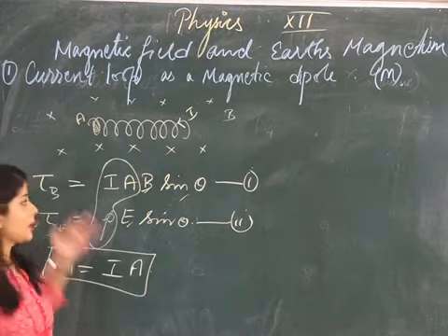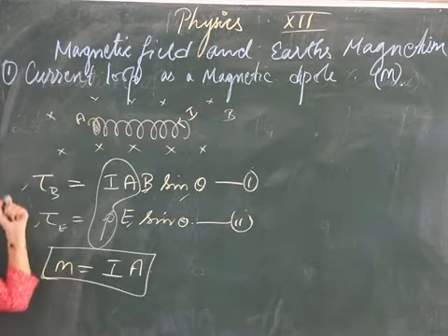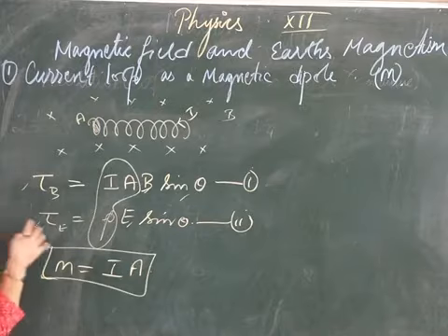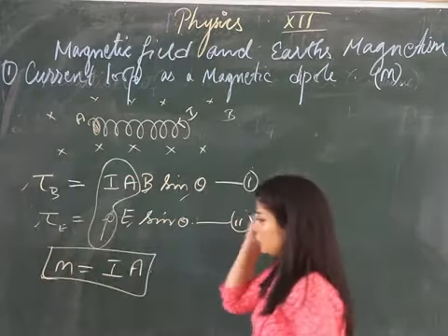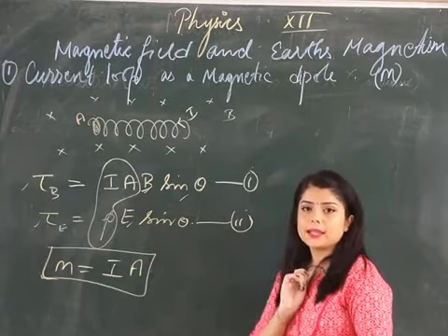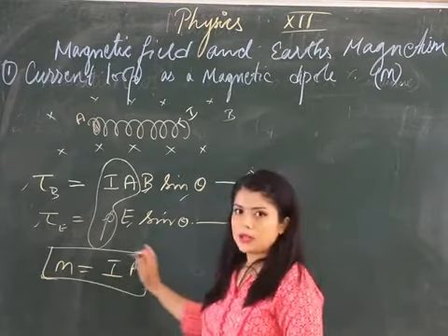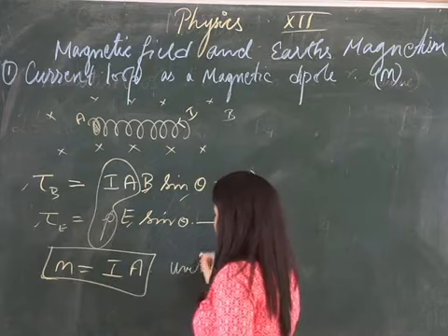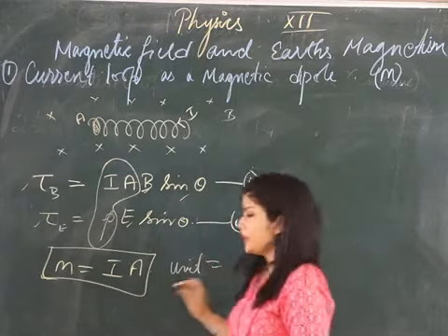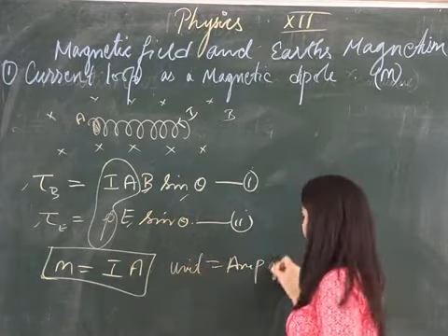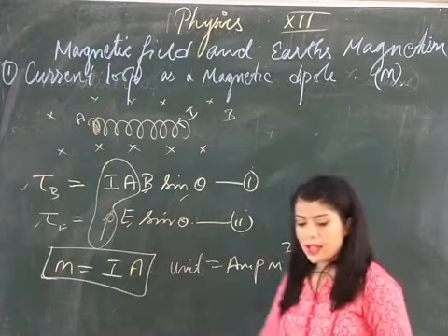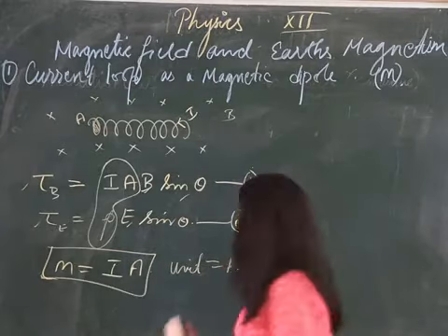How do we get that? By comparing the equation of torque for magnetic field and for electric field together. So we get this equation. Now the SI unit of magnetic dipole moment. From here you can derive the unit. Current is ampere, area is meter square. Ampere into meter square will be the unit for it.